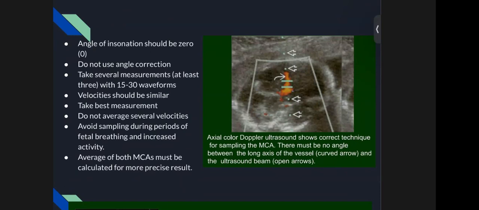Do not use angle correction. Take several measurements from each side with at least 15-30 waveforms. Don't average the measurements. Just take several measurements, and the best that you get, you can use that and repeat the same on the other side. Take several measurements, the best that you get, use that, take an average for precise result.